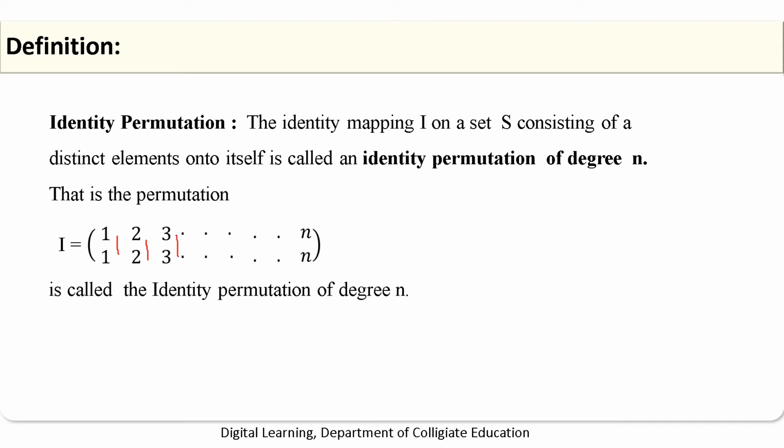That means we should define the mapping or the function in such a way that each element has itself as its image. Therefore, the first row and second row will be the same. So these types of permutations are said to be identity permutations.